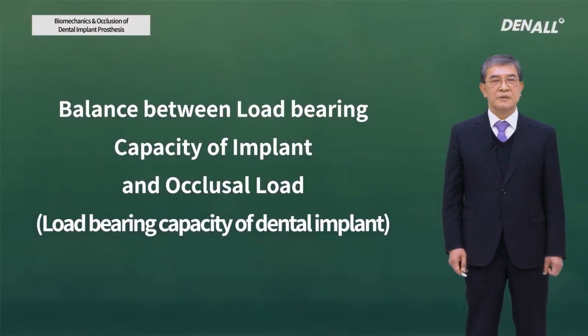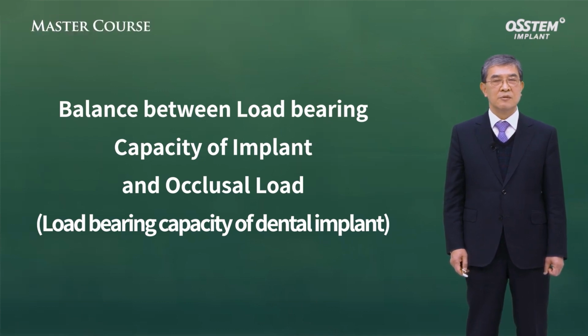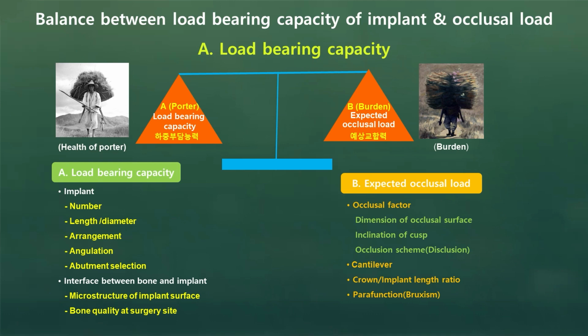First, let's talk about the balance between load-bearing capacity of implant and occlusal load. What kind of things should we consider? Let me give you a metaphor. This is a carrier and the load that goes on top of the person. This is a metaphor that I use frequently. If the worker or carrier is healthy and has appropriate amount of load, that person can go on for long distances, but if the carrier is weak and has excessive load, you can see that there could be problems within a short period of time.